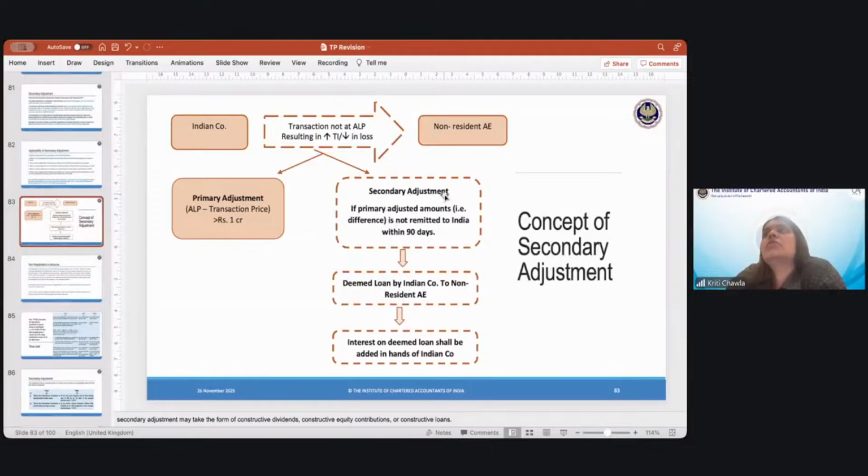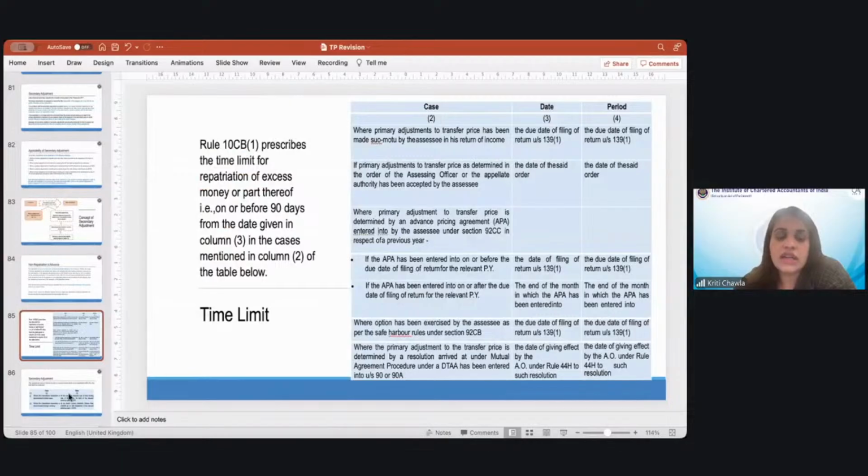Secondary adjustment basically means that you need to now remit that adjustment back to India. What happens if it is not remitted? Well, this is where it should be remitted within a period of 90 days. I will just show the slide where it talks about all the thresholds and all the time limits, etc.